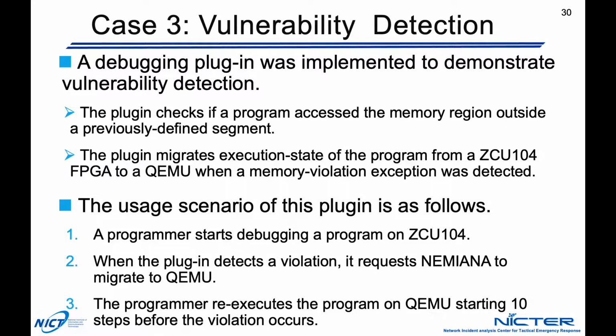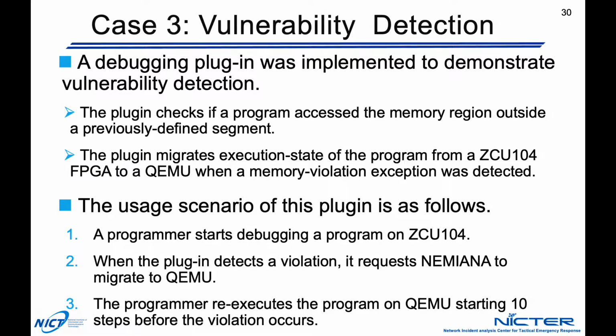The last case study presents an example of a plugin for detecting vulnerabilities. The plugin that we implemented checked if the program accessed a memory region outside the previously defined segment. The plugin migrated the execution state of the program from the ZCU104 FPGA to QEMU when a memory violation exception was detected. This case study demonstrates the following usage scenario.